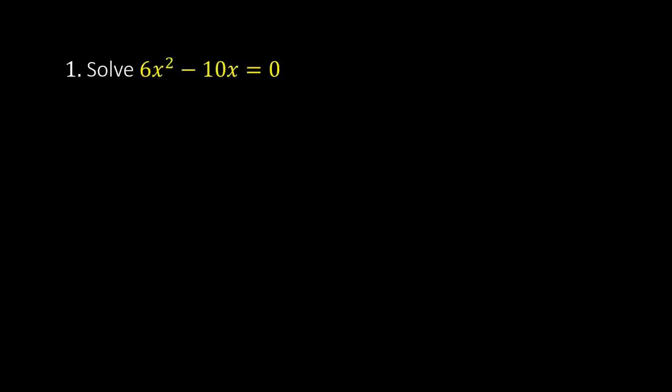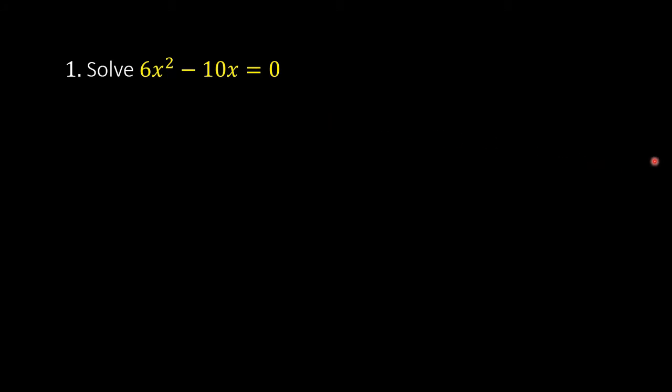Example number 1. Solve 6x squared minus 10x is equal to 0. The left side of the equation is a difference of two terms. But then, we cannot apply factoring the difference of two squares. The first term and the second term are not perfect square terms. We cannot extract the square root of 6x squared exactly, and we cannot extract the square root of 10x exactly. Let us try to apply factoring out the greatest common factor.